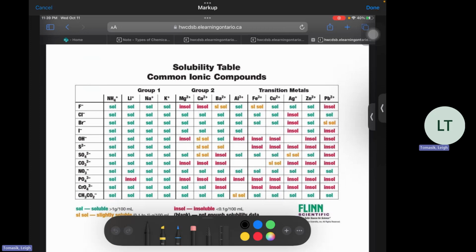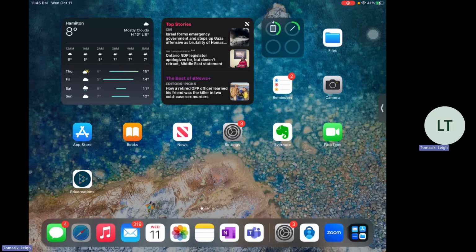So you can see potassium and nitrate are soluble together. What about lead and iodine? If I go down from lead and I go to where iodine is, you can see it's insoluble, which means that's going to be a precipitate. So, go back to my note.